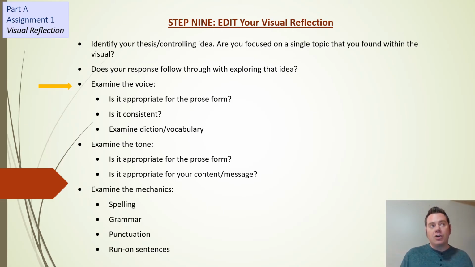And go back through the diction, the vocabulary choices that you've selected. Do you need to pull out your thesaurus and find a more descriptive word, but only ever change words out for words that you actually know and understand? A thesaurus is a great way to remind you of a better word that you just didn't think to use initially. Examine the tone. Is that appropriate for the prose form? Is it appropriate for the content and the message that you're creating?